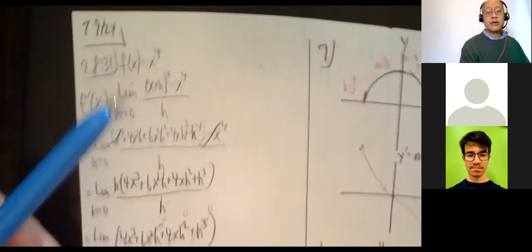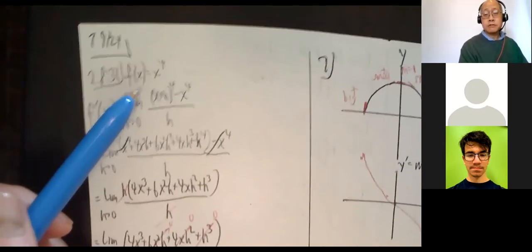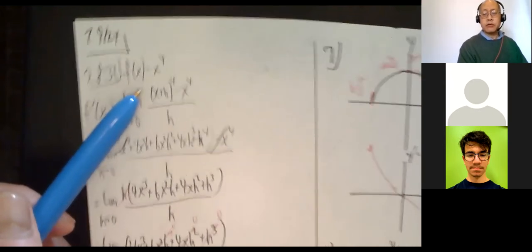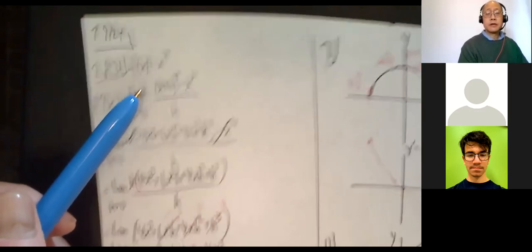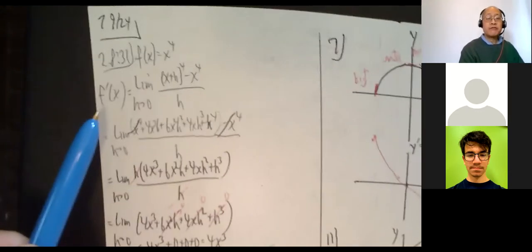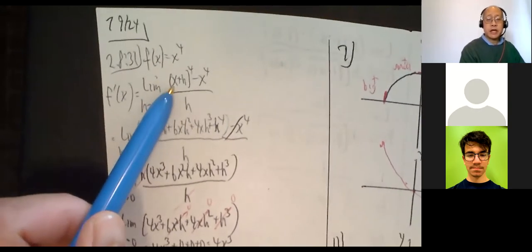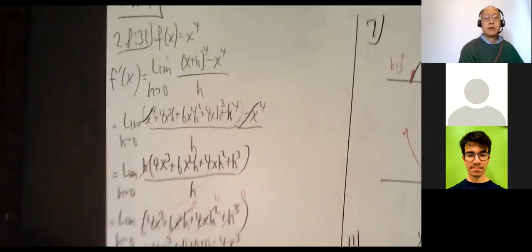Okay, it's 2.8 number 31. f of x is x to the 4th. Again, those of you who know the shortcut, don't use it. If you do the shortcut, you're going to get a 0. Others of you are saying, what shortcut? Don't worry, hang in there. We'll give you all the shortcuts you want in chapter 3. So right now, pretend there's no shortcut. All right, so f prime of x is the limit as h approaches 0 of f of x plus h to the 4th power minus x to the 4th all over h.